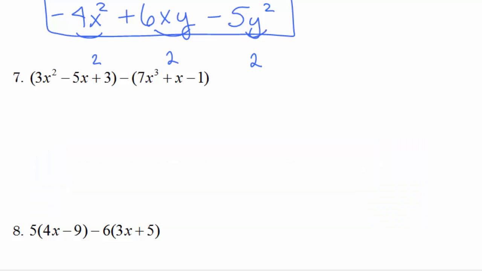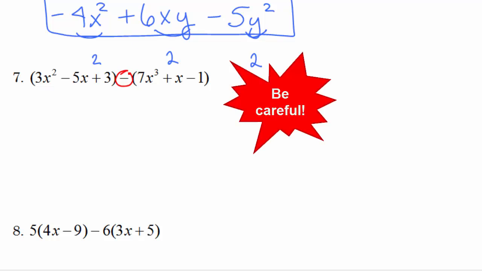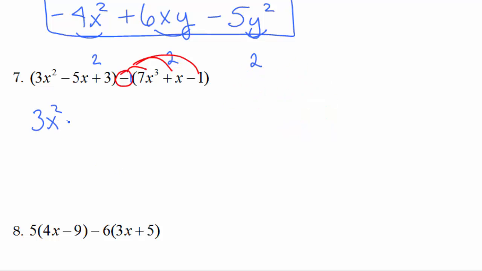Now, number 7. Why do people miss number 7? Because they want to be lazy and not take care of that minus sign. That minus affects everything behind it. It's like multiplying by a negative 1. So this first parenthesis had nothing in front of it, so I'm going to get rid of the parenthesis. Then I'm going to change all the signs in the second parenthesis. Take your time and write that step out. Don't do it in your head. It's just not worth it.